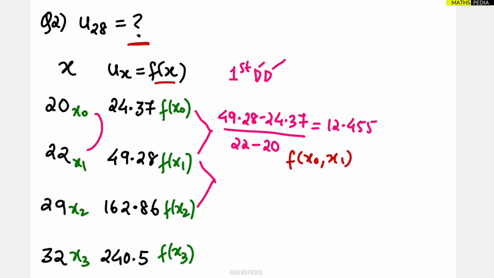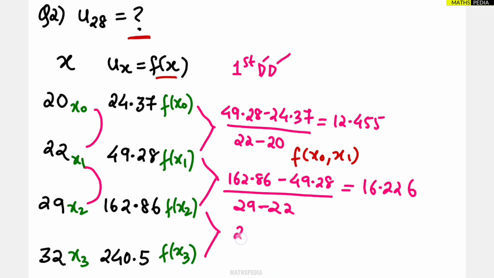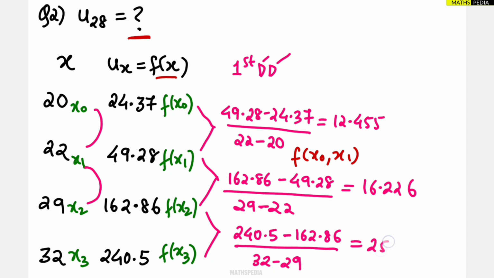Then subtraction of this and this, it will be 162.86, always the lower one minus upper one, minus 49.28, divided by, again the same thing, x2 minus x1, 29 minus 22. You will be getting the value as 16.226. Next, this particular thing you have to subtract: 240.5 minus 162.86 whole divided by 32 minus 29, which is equal to 25.88. Now this value will be called f of x1 comma x2 and this will be called f of x2 comma x3. Okay, so that's how it is made.